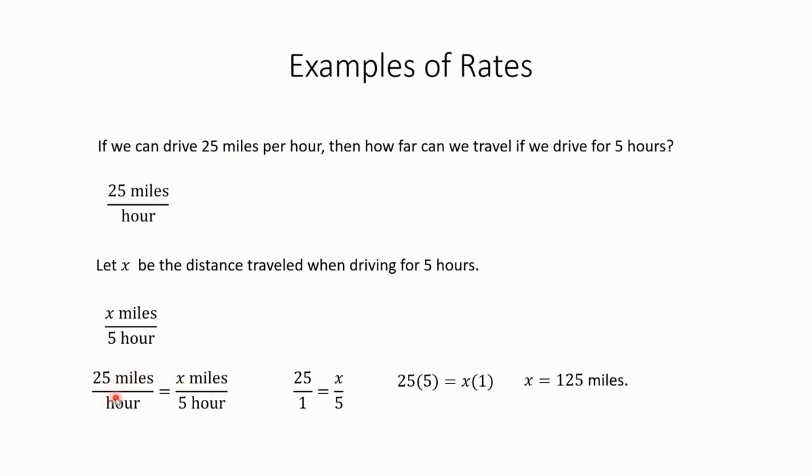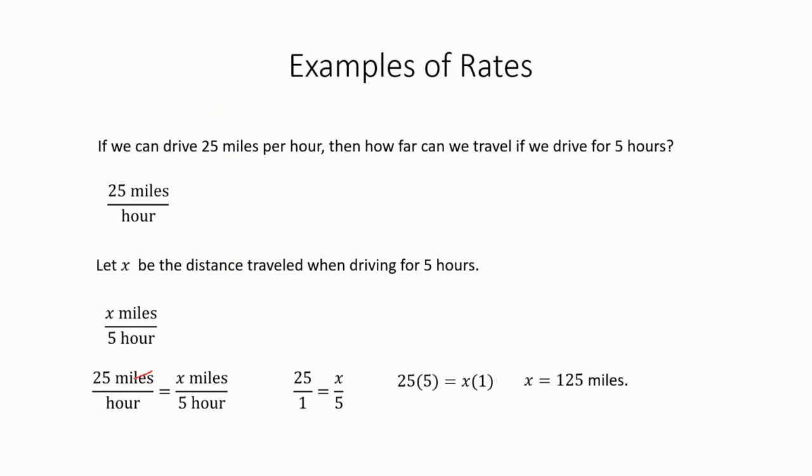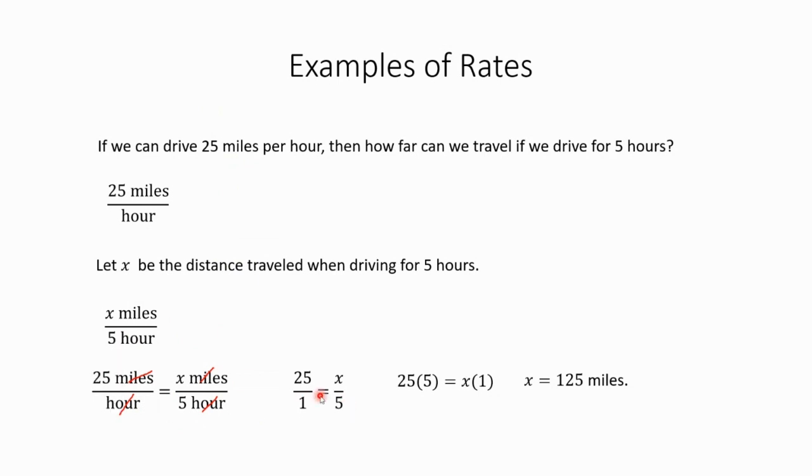But notice the units are in the same corresponding spots. In the numerators, you have miles. The denominator, you have hours. And what you can do is this, right? You can cancel units. So you cancel and you get the proportion here, cross multiply. So you have 25 times 5 equals x times 1. So x is 125 miles.